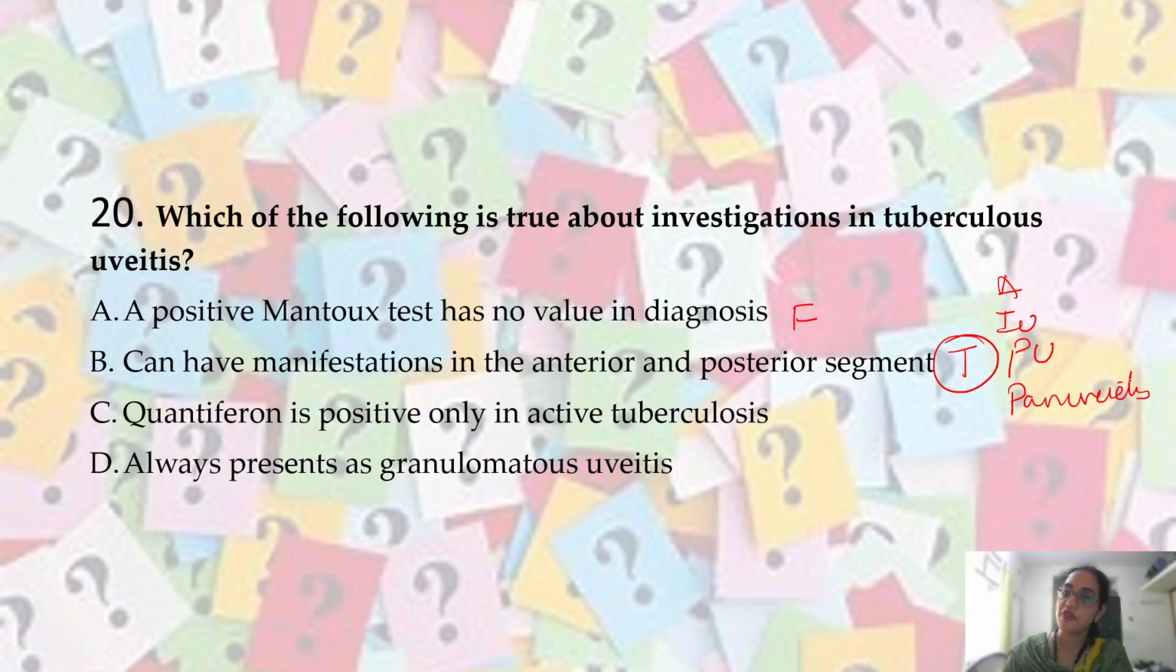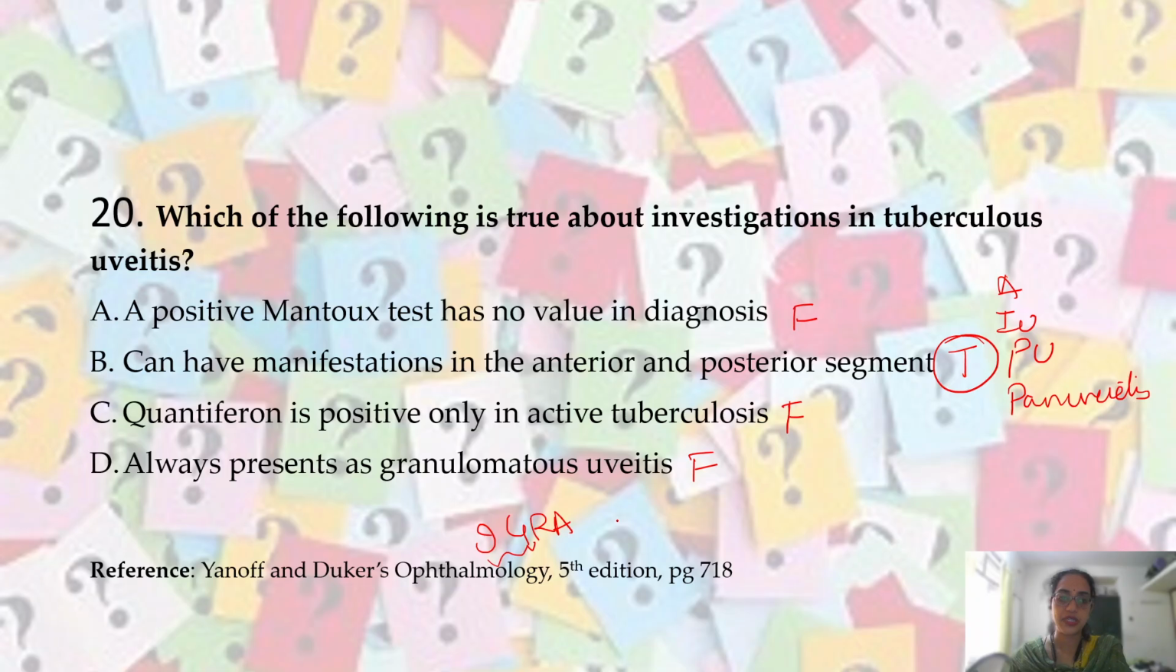So it can cause any type of uveitis. And QuantiFERON is positive only in active tuberculosis, again false. It fails to differentiate between latent and active TB. It just says there was TB. QuantiFERON is an interferon gamma release assay. It measures the amount of interferon gamma that is released from the WBCs when there is an infection with tuberculosis. So always presents as granulomatous uveitis? No, again false. Most of the time it presents as a granulomatous uveitis, but it can present as non-granulomatous uveitis. So the right answer here is B.